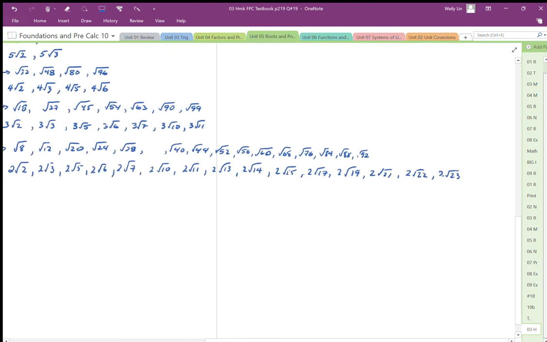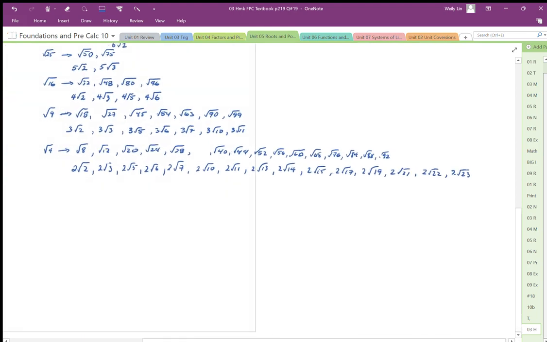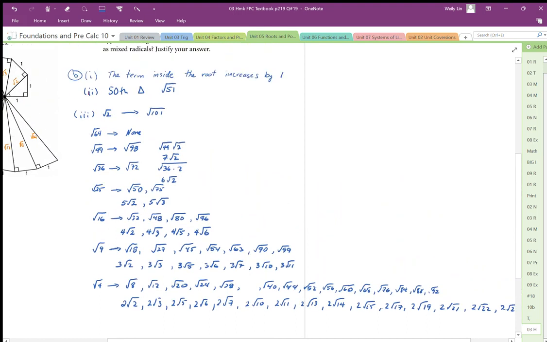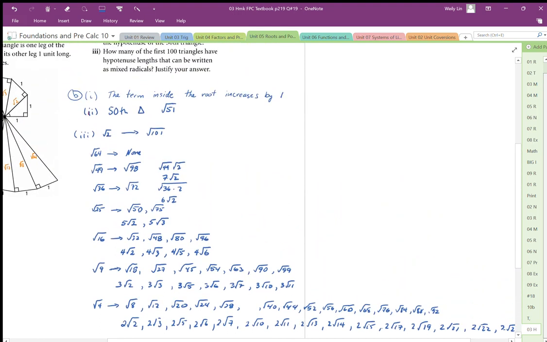Okay, so those represent all the mixed number possibilities that we're going to get when we look at the hypotenuses of the first 100 triangles. So there's quite a few there.